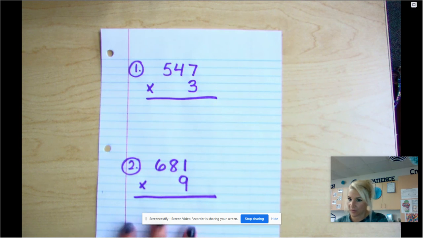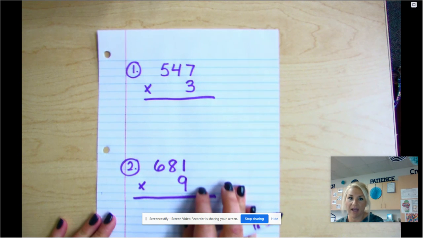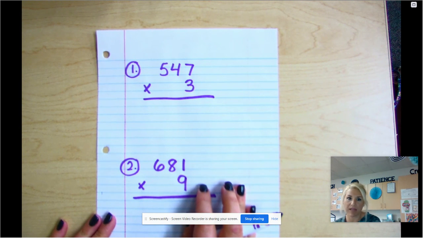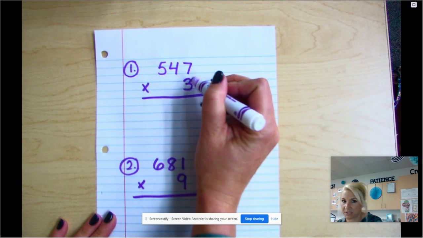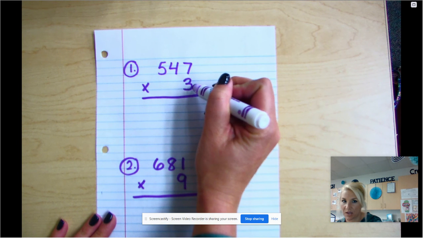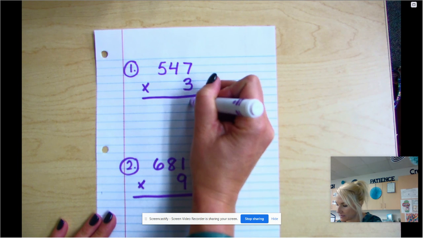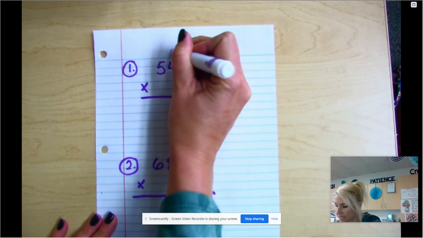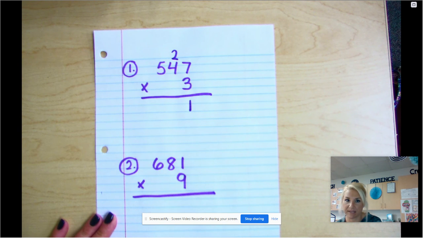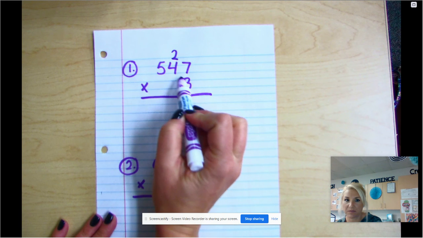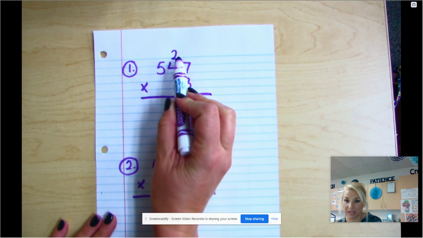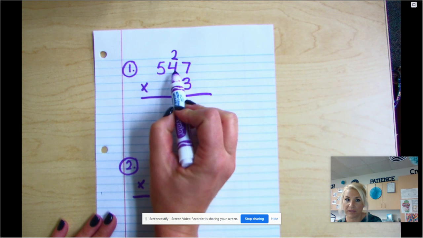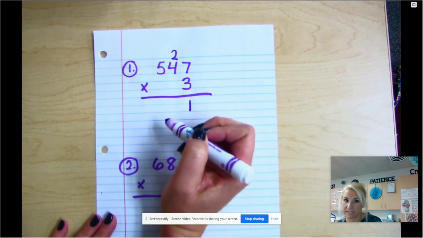And for number 1, it says 547 and you're multiplying it by 3. So I'm first going to start here in the ones place and I'm going to multiply 7 times 3, which is 21. I'm going to bring my 1 here and my 2 is going to go up to the tens place value. Then I'm going to multiply 3 times 4, which is 12, and then I have to add the 2 that's up here. So 12 plus 2 gives me 14.